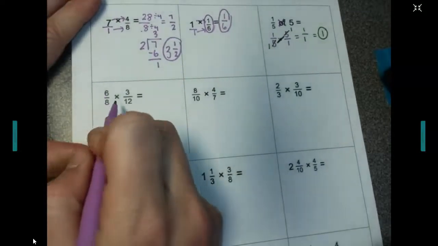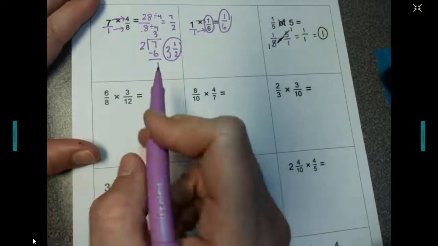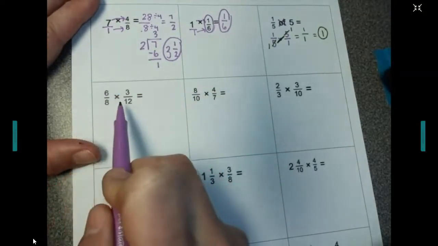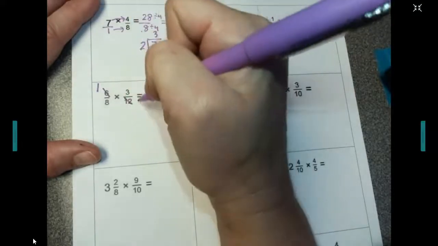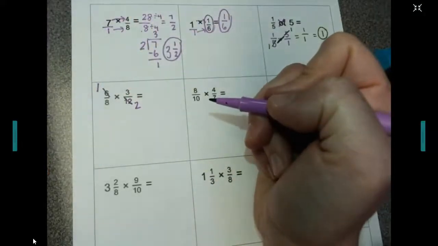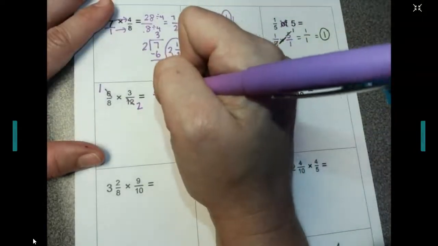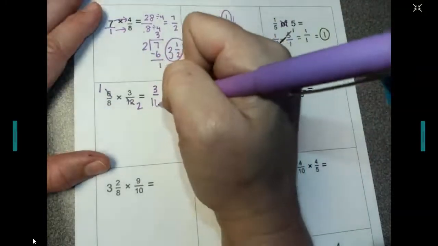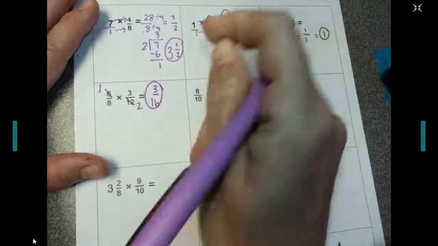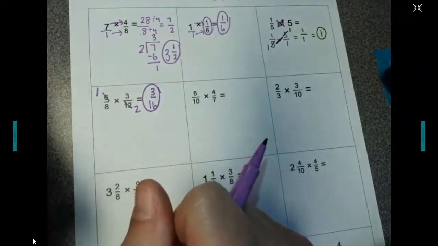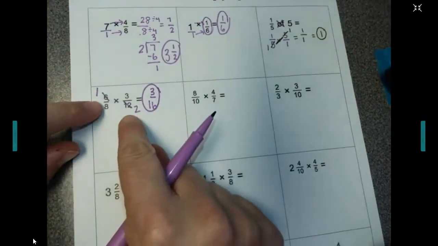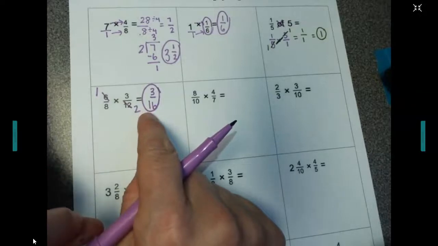Let's take a look at the next one. I have 6 eighths times 3 twelfths. We're going to look diagonally. 3 and 8, the only thing that can go into 3 and 8 is 1. But if I look at the 6 and the 12, 6 can go into 6 once. 6 can go into 12 twice. So I have really made those numbers a lot smaller and more manageable. 1 times 3 is 3. 8 times 2 is 16. And we're finished right there. If we wouldn't have cross-canceled, we would have gotten bigger numbers and had to simplify. Cross-canceling is just simplifying before we get our answer.